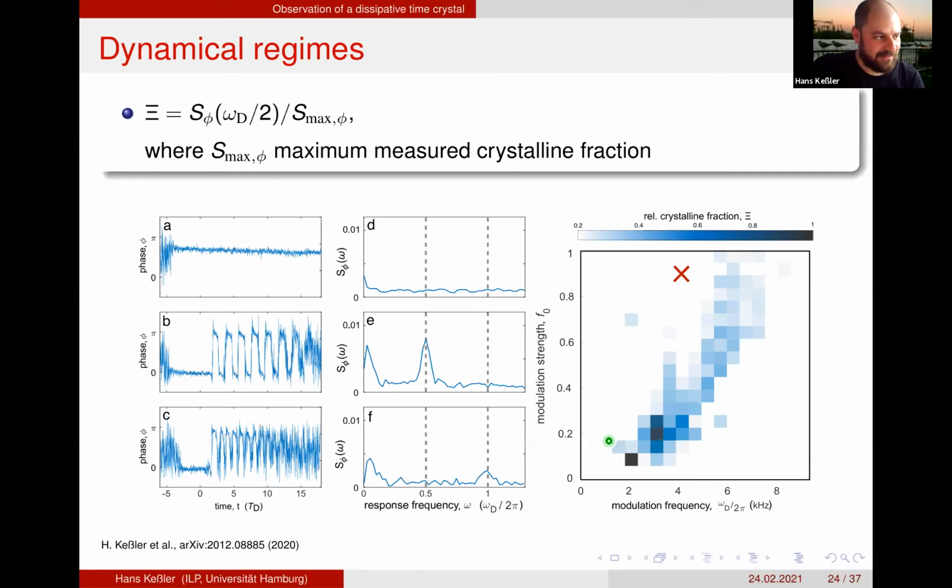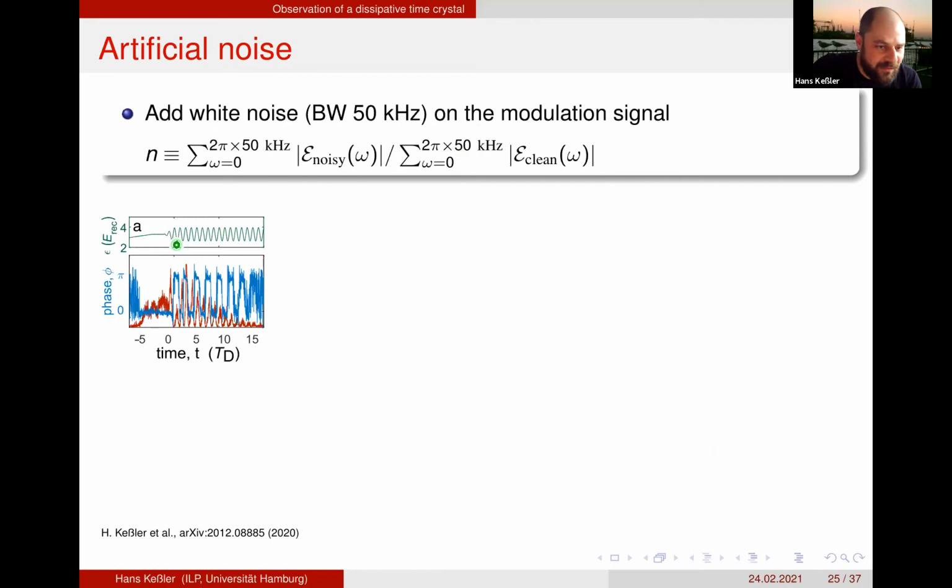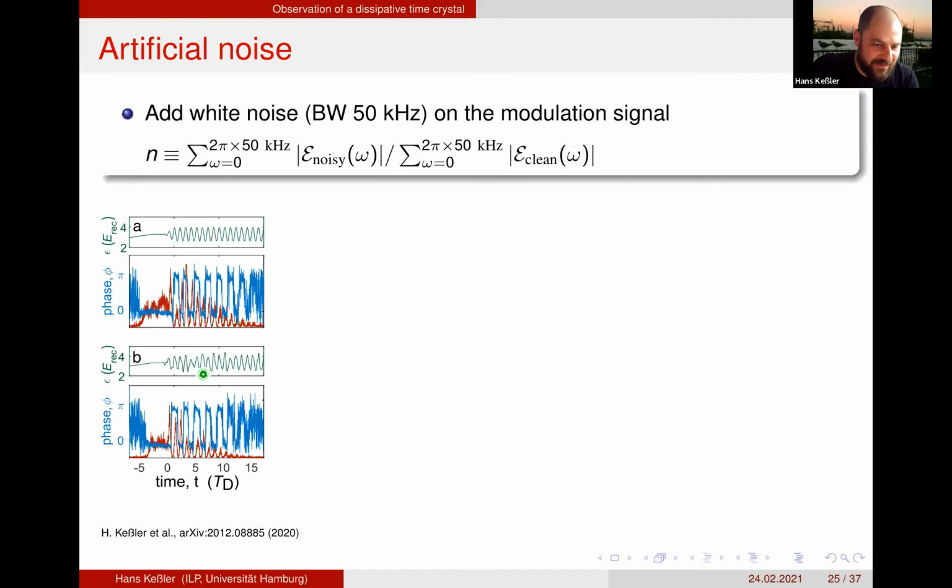So I showed you that this subharmonic response, this period doubling, is robust against change in the driving parameters. What else can we do? We can add some noise on our modulation signal. What we did, we added some white noise with a bandwidth of 50 kilohertz on our modulation signal. As before, we modulate with just a very nice sinusoidal signal, and this is what you saw already before. And now we add a little bit of noise. So we measure directly the depth of the lattice. This is directly what we apply to the atoms.